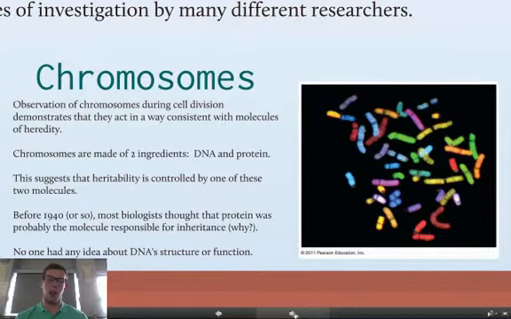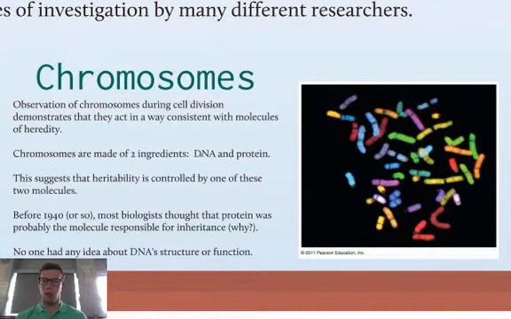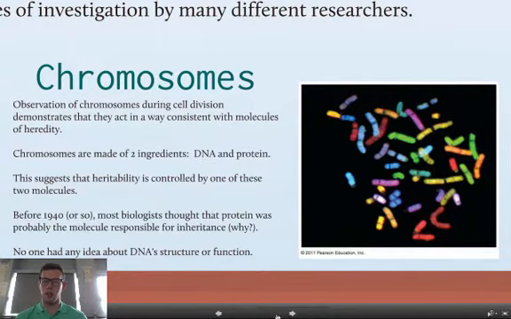So this was something that we knew DNA was made up of. It controlled something, we weren't quite sure what, but it was made up of DNA and proteins. That's something that is very important right here. So it's made up of two ingredients, but we weren't sure which of those two, whether it was the DNA or the protein, was really responsible for inheritance.